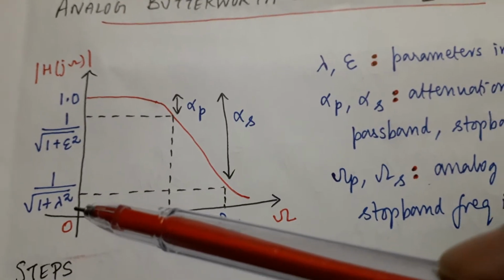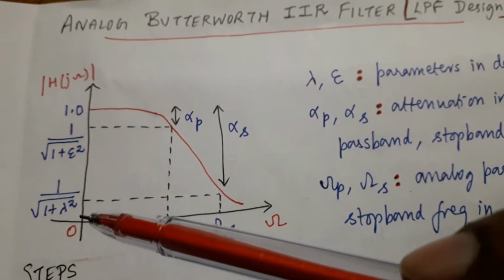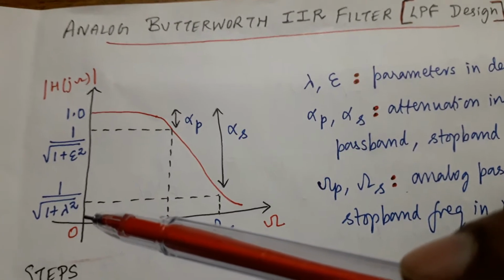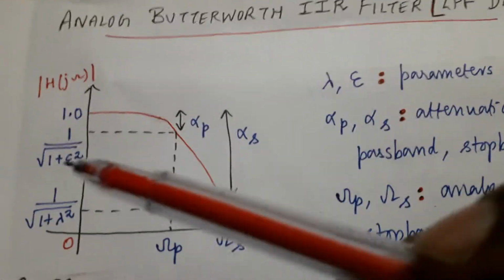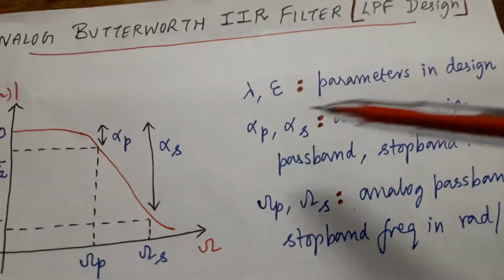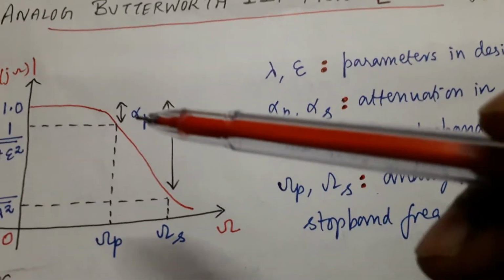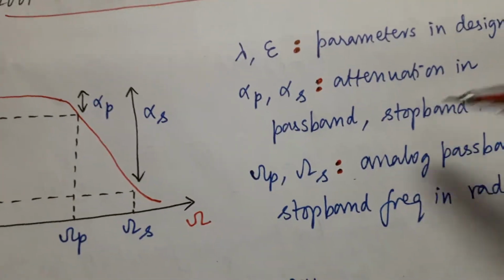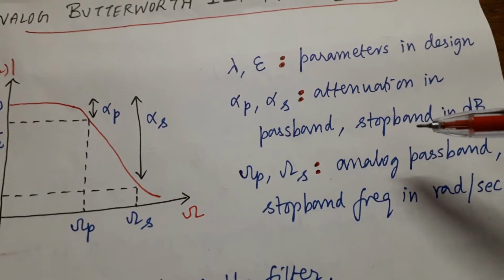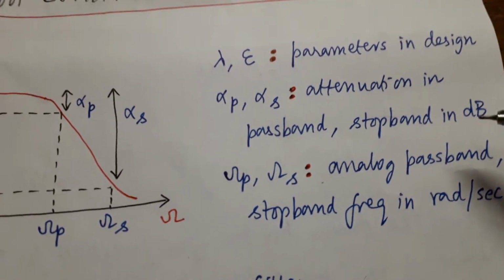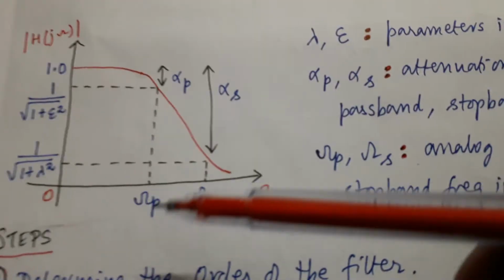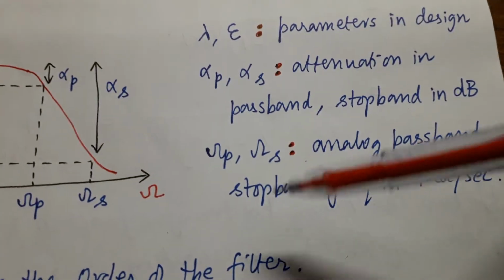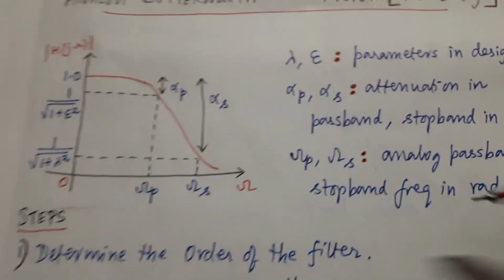These are the steps we are going to see to design the analog Butterworth IIR filter. Here lambda and epsilon are nothing but the parameters in design. Alpha p and alpha s are nothing but attenuation in pass band and attenuation in stop band, and the unit is in decibels. Next is omega p, omega s. It's nothing but analog pass band and analog stop band frequency in radians per second.